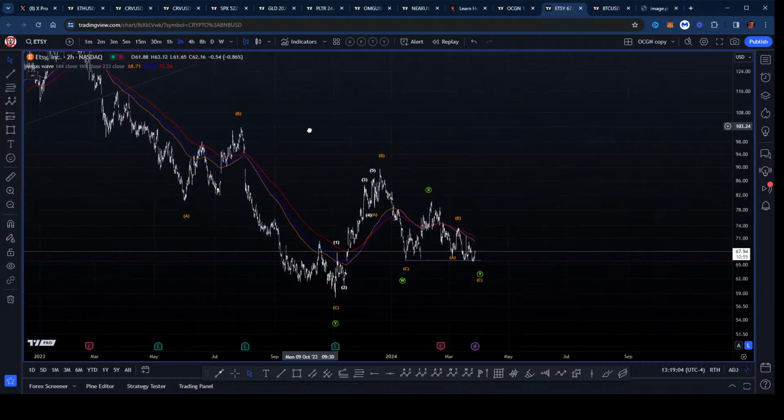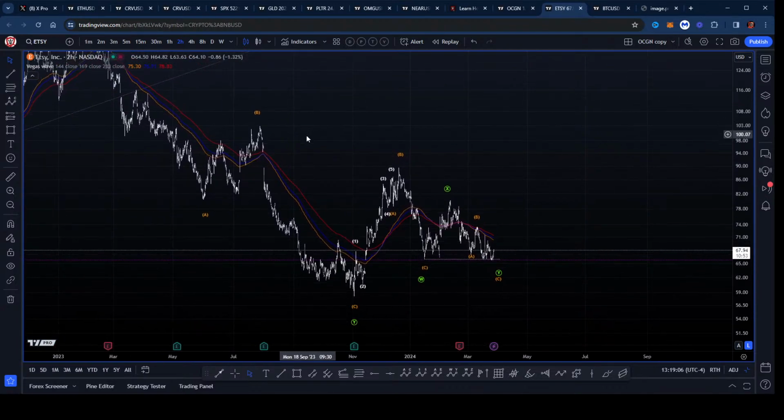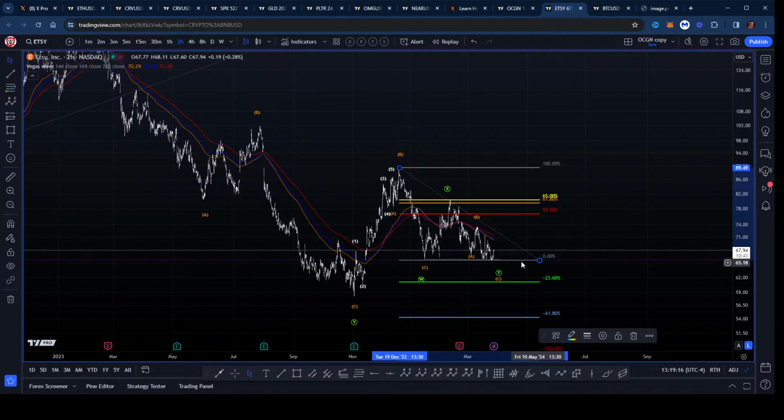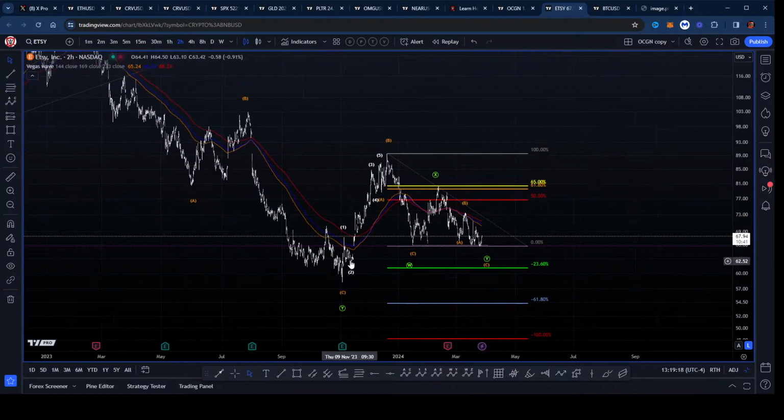Now that's some butt ugly Elliott, right? I mean, it's just kind of choppy. I don't know, it's particularly good. I'd want to wait till this one gets its target. Right, so you're not too much further.